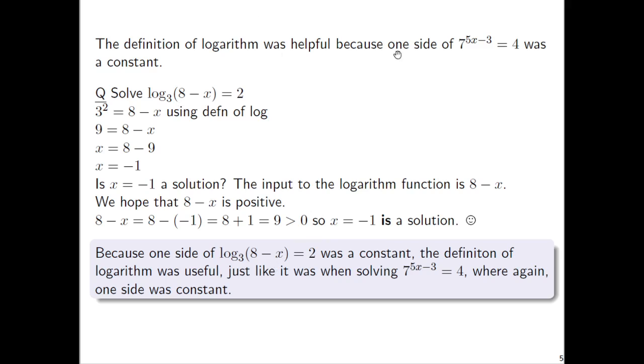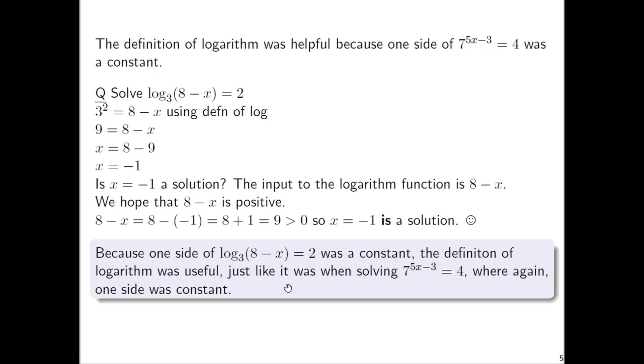Okay, now just like the question we did a moment ago, which was 7 to the 5x minus 3 is equal to 4, here we're going to use the same kind of logic because one side of log base 3 of 8 minus x equals 2 was a constant, namely the right side, which was just the constant 2.